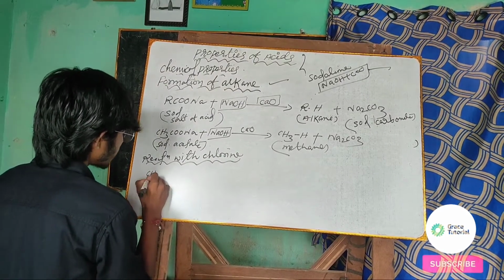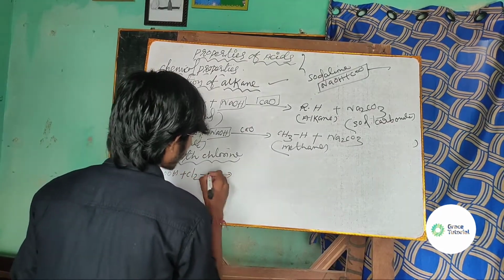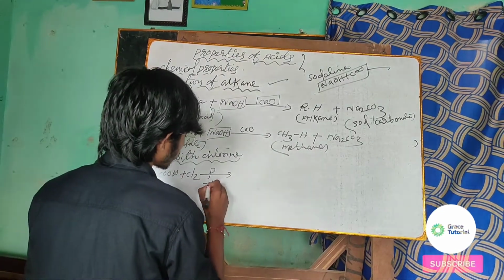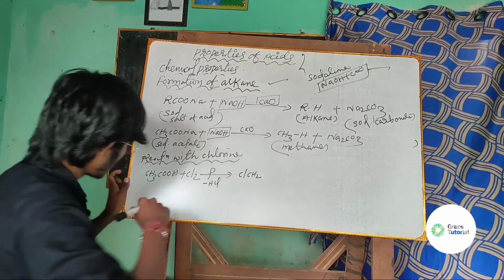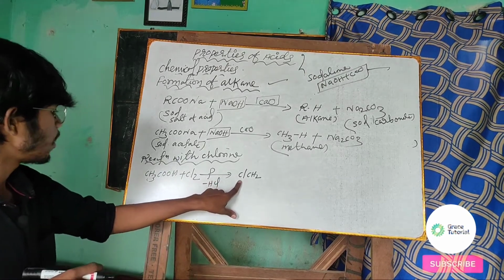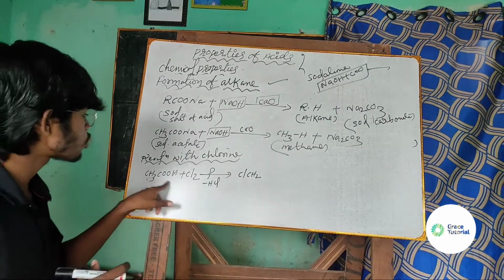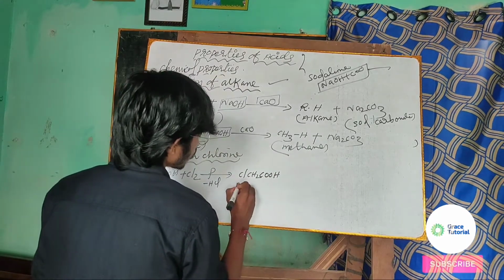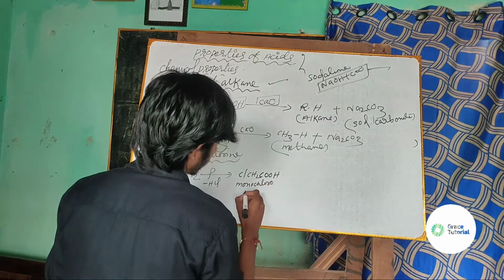Suppose I have acetic acid, CH3COOH. If the acetic acid reacts with chlorine in the presence of phosphorus, then HCl is removed. One hydrogen is removed, and in the place of that hydrogen, the chlorine is attached, giving ClCH2COOH. So this is monochloroacetic acid.